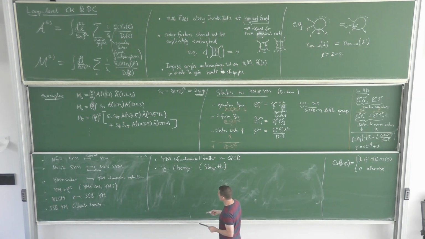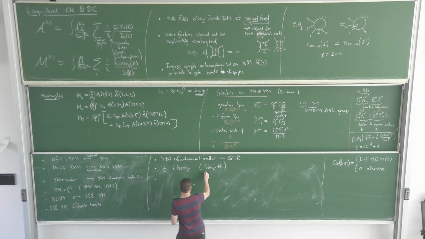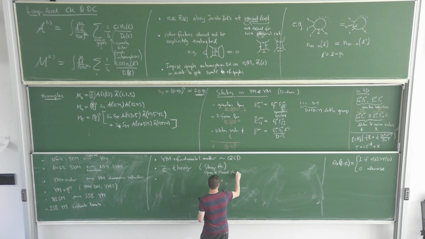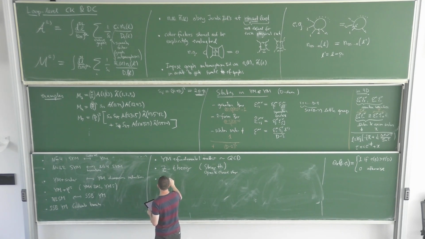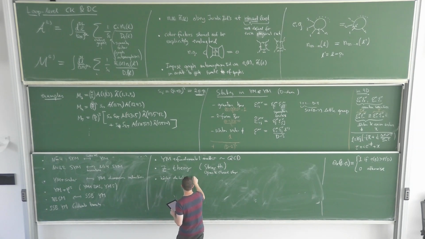So I'm not talking about KLT as it was originally formulated by Kawai, Lewellen and Tye. So that also, I could put open and closed string here, but it's a bit subtle, so I'm not going to discuss it. So that's also higher derivative corrections to Yang-Mills, super Yang-Mills. But the last theory I'm going to mention here is Chern-Simons theory.